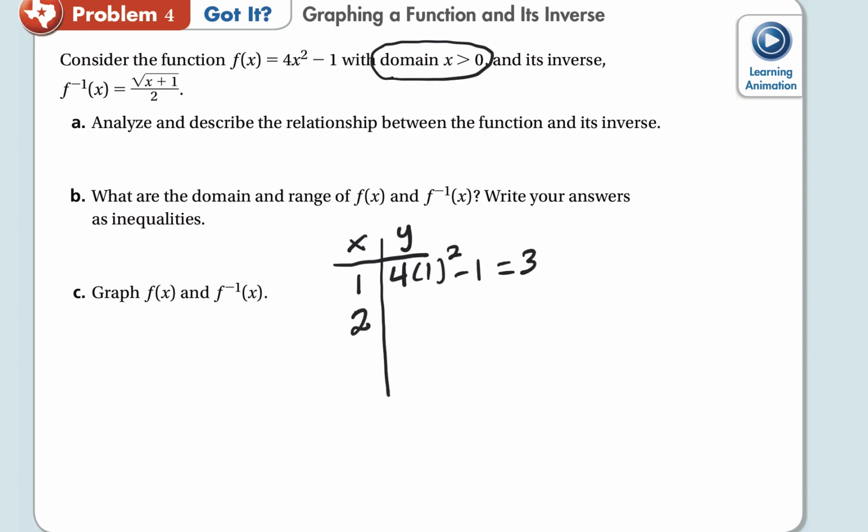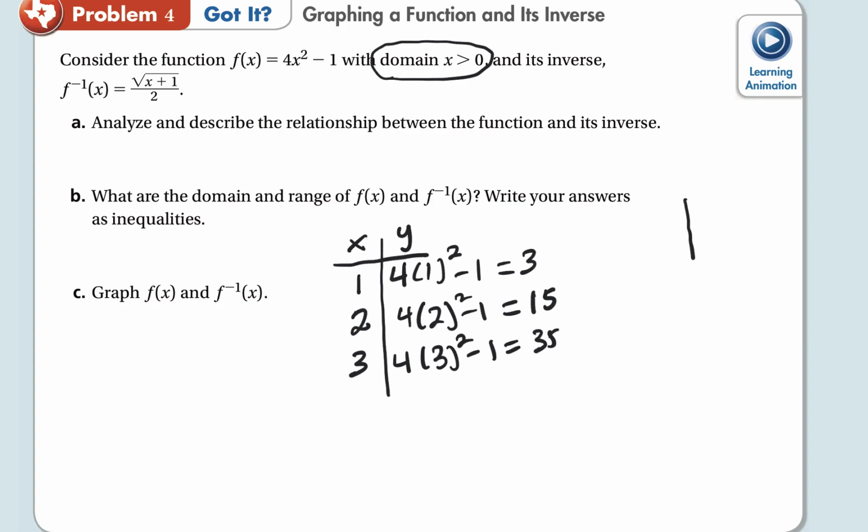If I use 2, 2 squared is 4. So it's 4 times 2 squared minus 1. So 2 squared is 4. 4 times 4 is 16. 16 minus 1 is 15. I have 3, so I have 4 times 3 squared minus 1. So 3 squared is 9. 9 times 4 is 36, so it's 35.